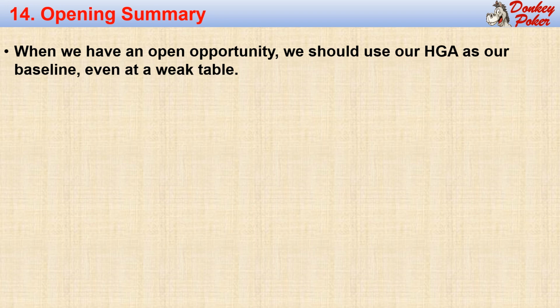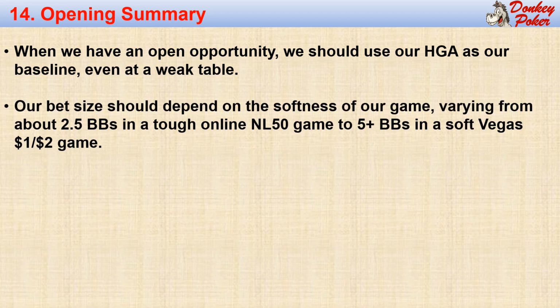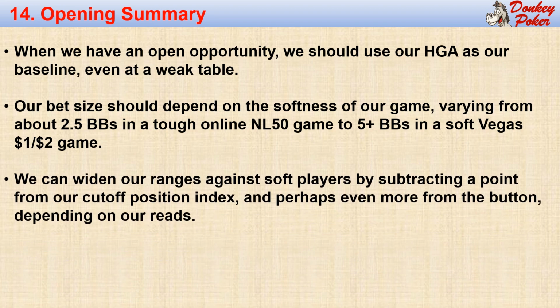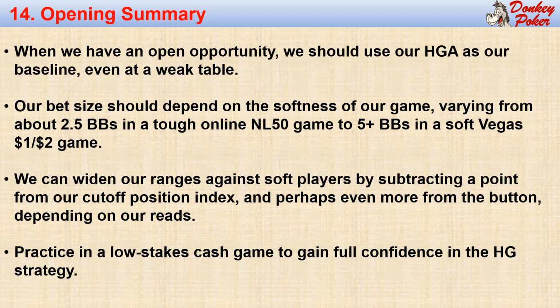So we have now nailed down what we should do when we have an open opportunity. Our opening baseline should be our Holy Grail ranges, even when we are playing in a soft game. Our bet size should be larger than GTO, especially in soft Vegas 1-2 games. The softer our opponents, the larger we can open. We can adjust our opening ranges to exploit the softer opponents in our game by subtracting a point or two in late position. Against some lines, we can play nearly any 2 cards. Practice, practice, practice. Go online to get comfortable with the strategy.